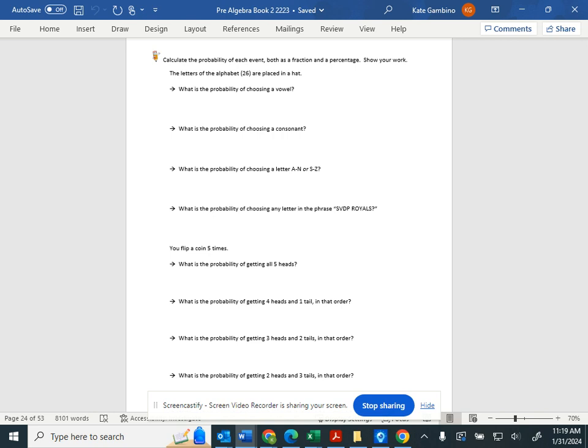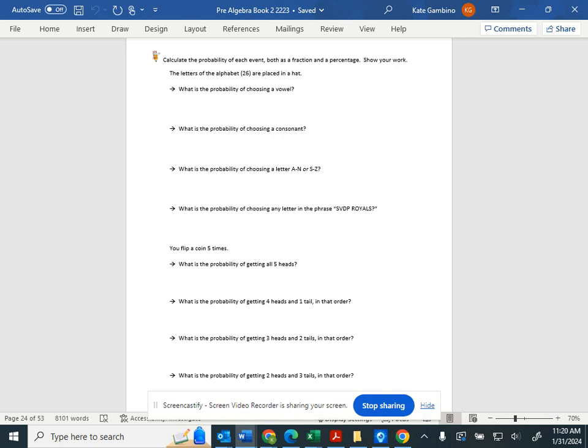So the letters of the alphabet are 26. They're placed in a hat. What is the probability of choosing a vowel: A, E, I, O, U? So just the 5. Yes. So if there are 5 vowels, how many consonants are there? 21.